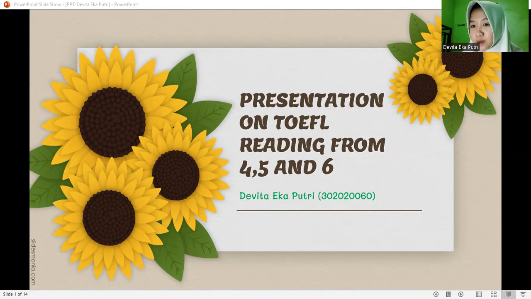My name is Devita Eka Putri. I'm from Asia University, Bandung. I'm here today to present about what is TOEFL. This talk is divided into three main parts. Firstly, I'd like to look at skill 4. Secondly, I will be talking about skill 5. Finally, I will be looking at skill 6. My presentation will take about 20 minutes.